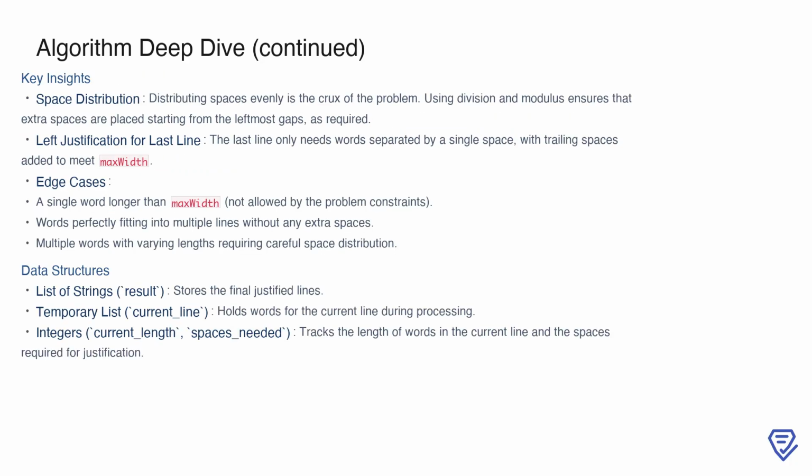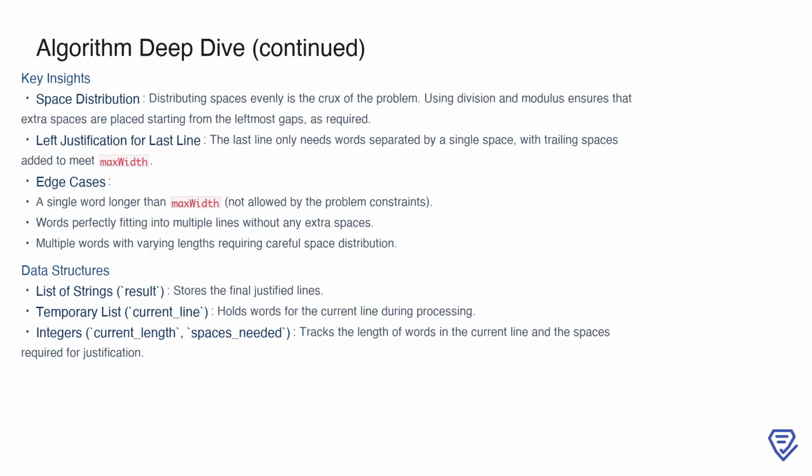There are a few key insights to discuss. First, the crux of the problem lies in distributing spaces evenly between words. By using division and modulus, we ensure that any extra spaces are allocated to the leftmost gaps, as specified in the problem. Second, the last line is an exception. It only requires left justification, with words separated by a single space and trailing spaces added to meet max width. Lastly, it's important to consider certain edge cases. These include handling a single word that perfectly fits a line, words that span multiple lines without needing extra spaces, and lines with varying word lengths that require precise space distribution.